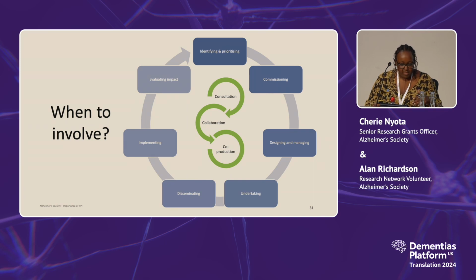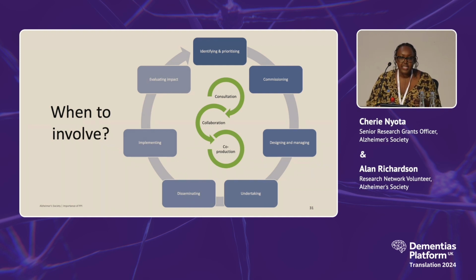This can be through identifying and prioritizing the research question and the outcome measures you're trying to use, to be meaningful and relevant to people affected by dementia. This includes consultation, collaboration, and co-production in the middle. So that could be consultation where, for example, you ask a group of people what their views are on a certain question you might be looking at, and that could help develop your research idea.